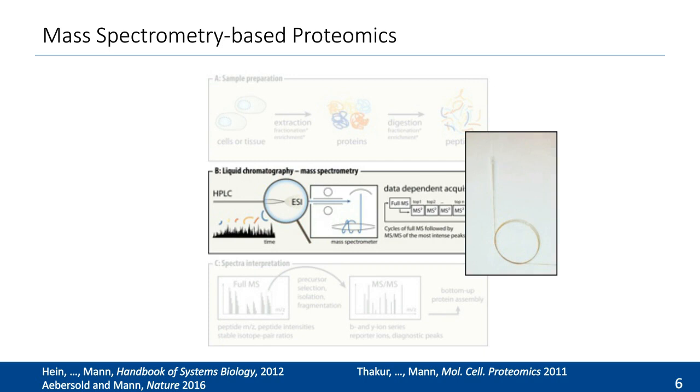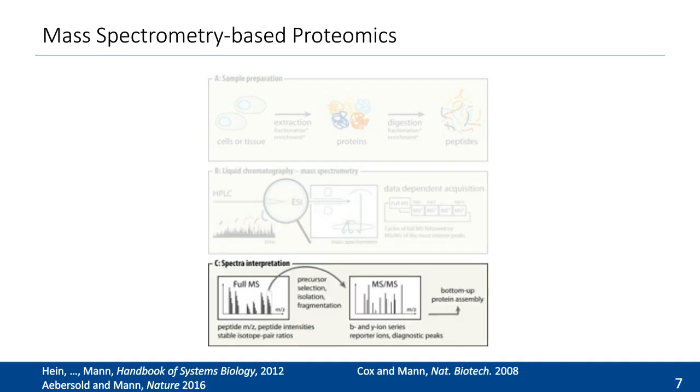And then the mass spectrometer performs two types of experiments. One is the so-called full scan, which is used to acquire the intact masses of the peptides as they elute from the chromatographic column. And the second experiment is the so-called MS2 scan, in which intact precursor ions are fragmented into smaller pieces, and these are then computationally used to identify first the peptide and use this information to infer the protein identity.